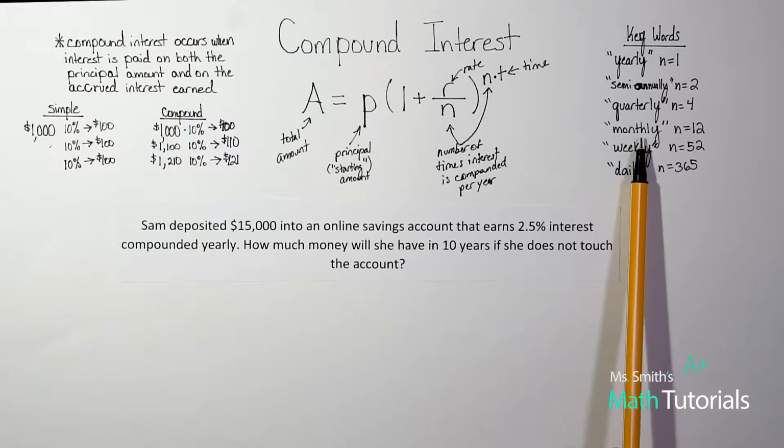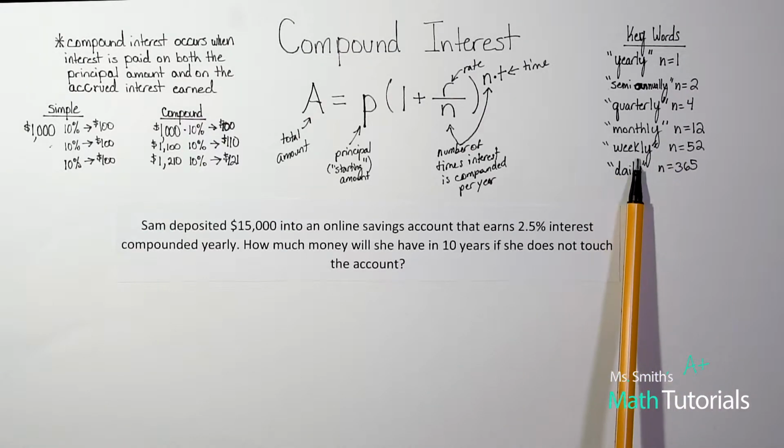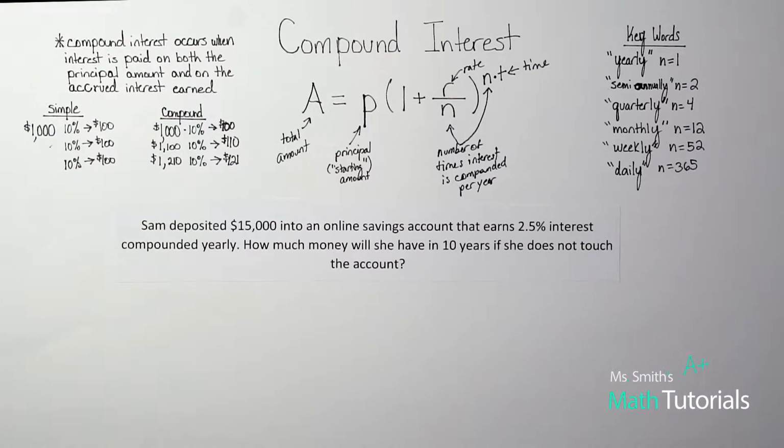Monthly, so how many months are in a year? Well, there's 12. So n would be 12. Weekly, there are 52 weeks in a year, so n would be 52. And daily would be 365, because there are 365 days in 1 year.